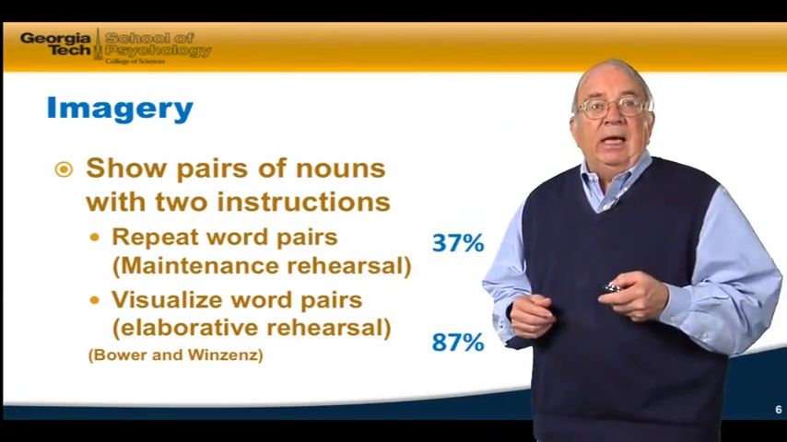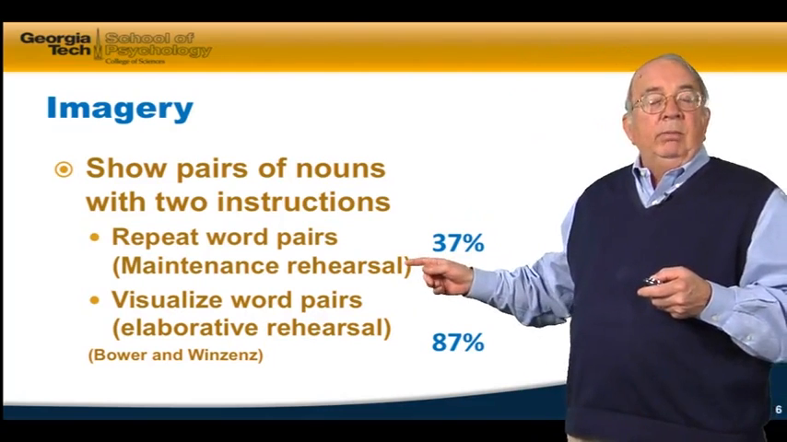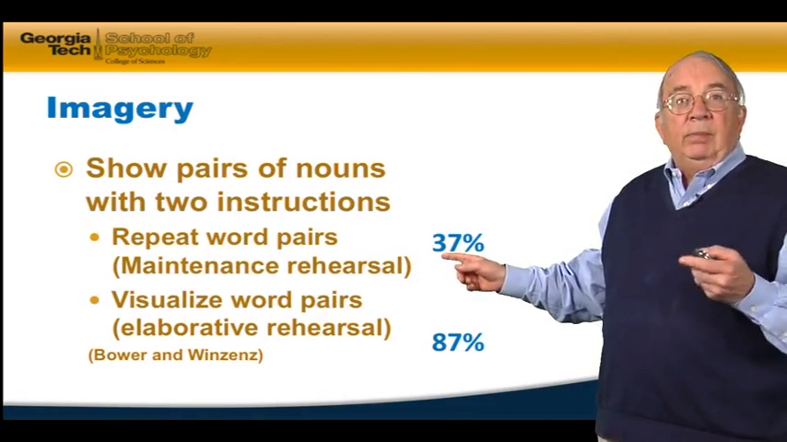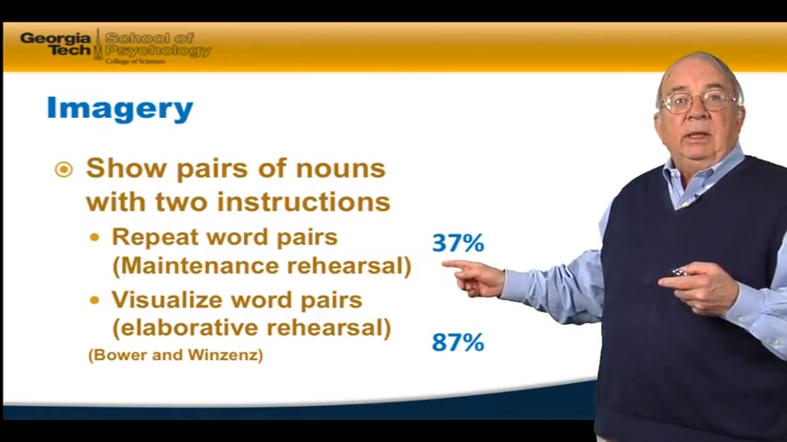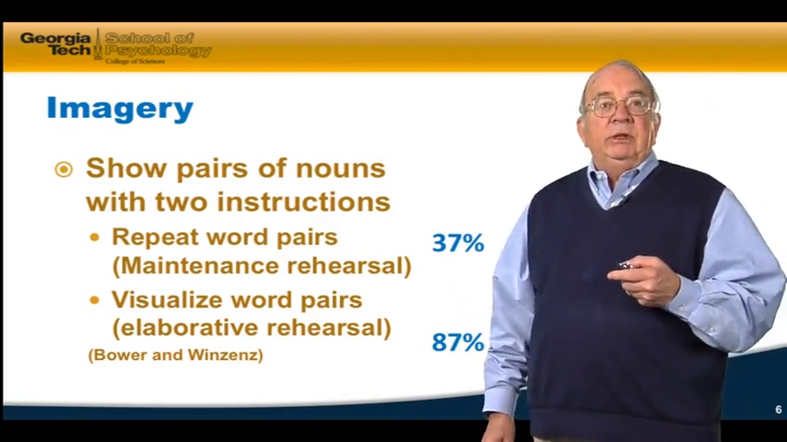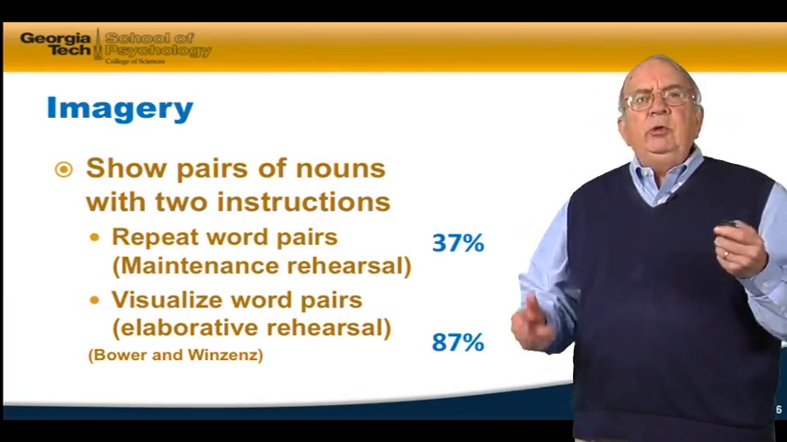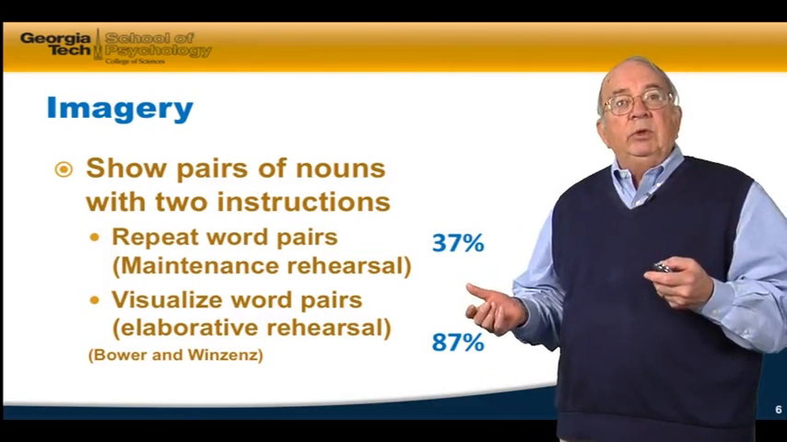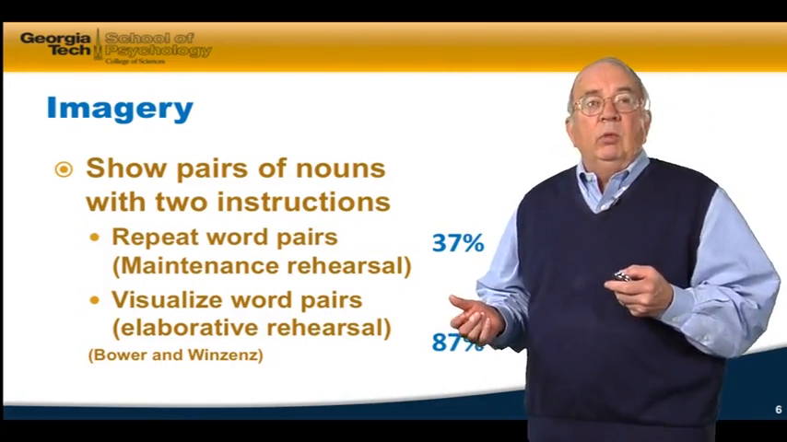In fact, if you look at the actual levels of recall, with the maintenance rehearsal instructions, they recalled 37% of the paired response. And when they used the imagery instructions, they had 87% remembered. So a huge difference because of not just using maintenance rehearsal, but of using elaborative rehearsal to remember the words.